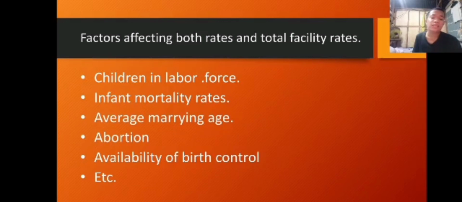Abortion. Abortion is the termination of pregnancy by removal or expulsion of an embryo or fetus. Availability of birth control. We all know that we have a lot of common birth control such as condoms, pills, IUD, and etc.